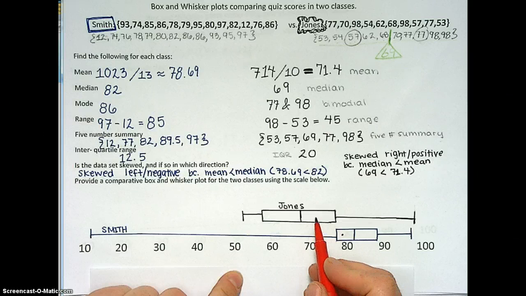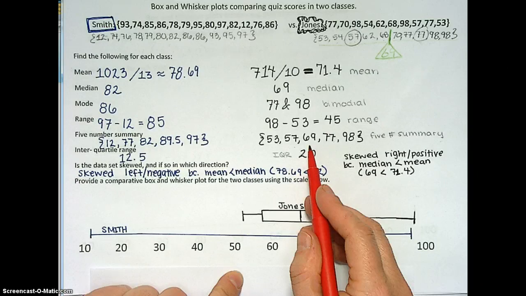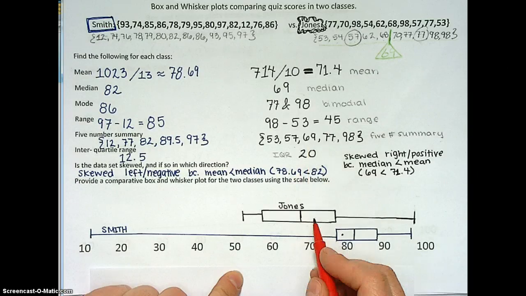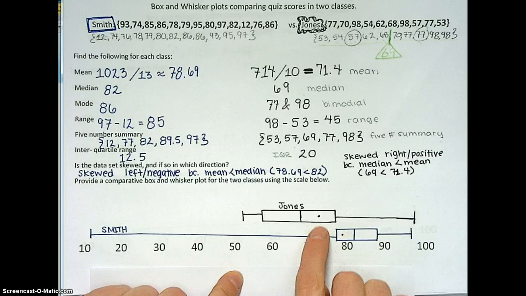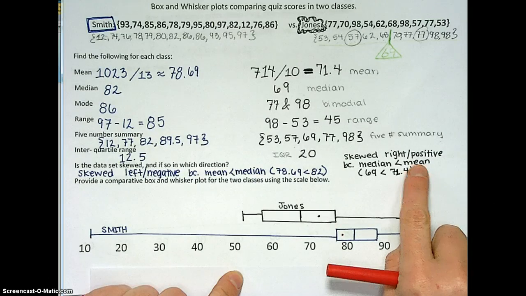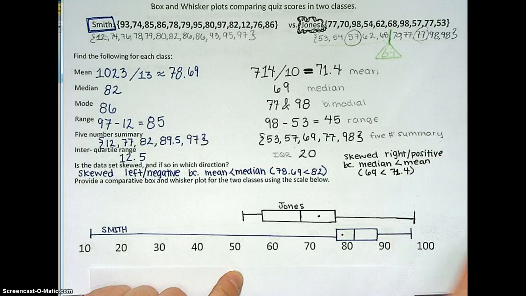And then if we do the same thing for Miss Jones' class, her mean was a 71.4, which is above the median of 69. So 71.4 would be right around here, and that here is having the mean above the median, which gives you a positive or right skew. Some people look at it as balancing the box and whisker plot on the median and seeing which way it looks like it would tilt, and that's how they describe the skew.